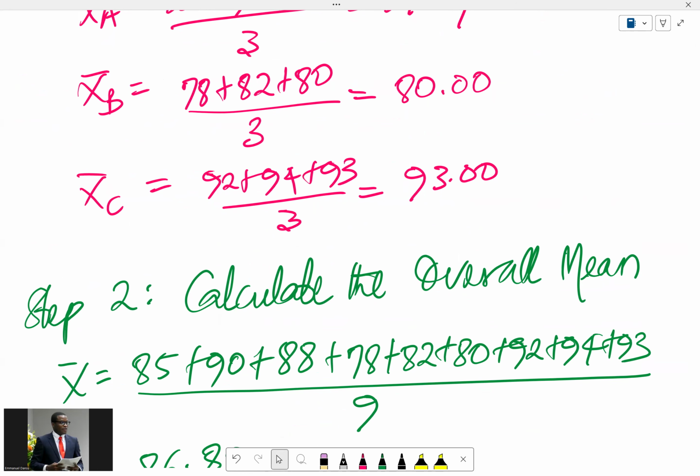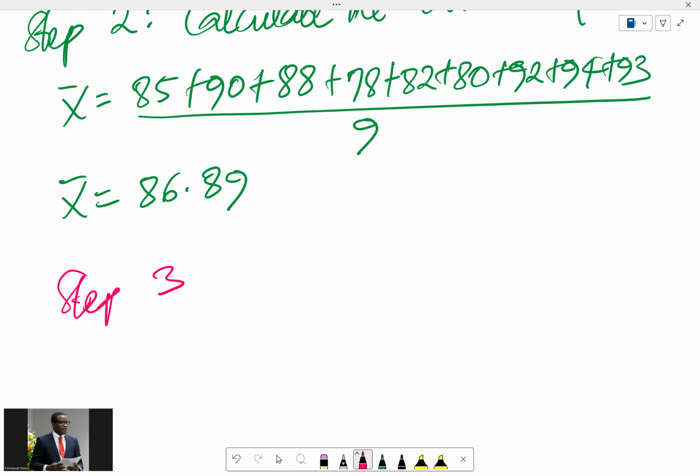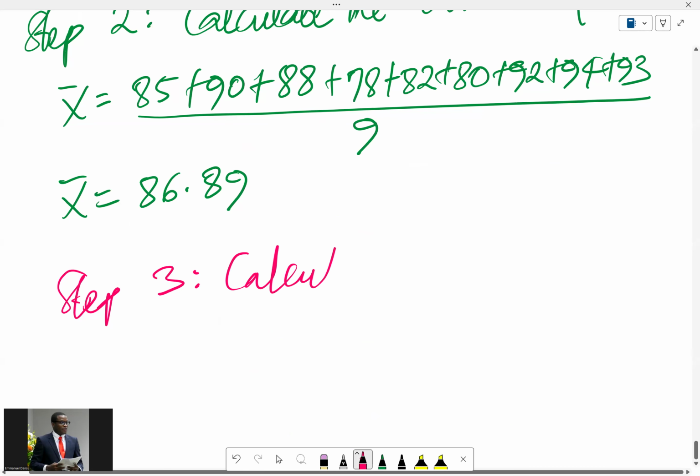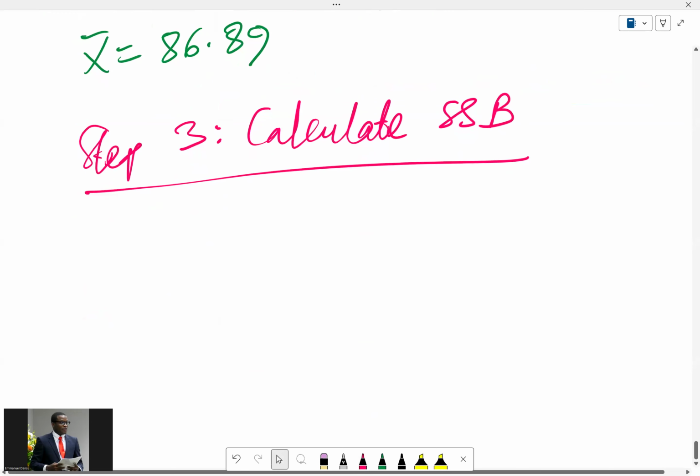All right. So the next step is step 3. At step 3, this is where we calculate the sum of squares between. Step 3, calculate SSB. And to calculate SSB, this is the way to go about it.